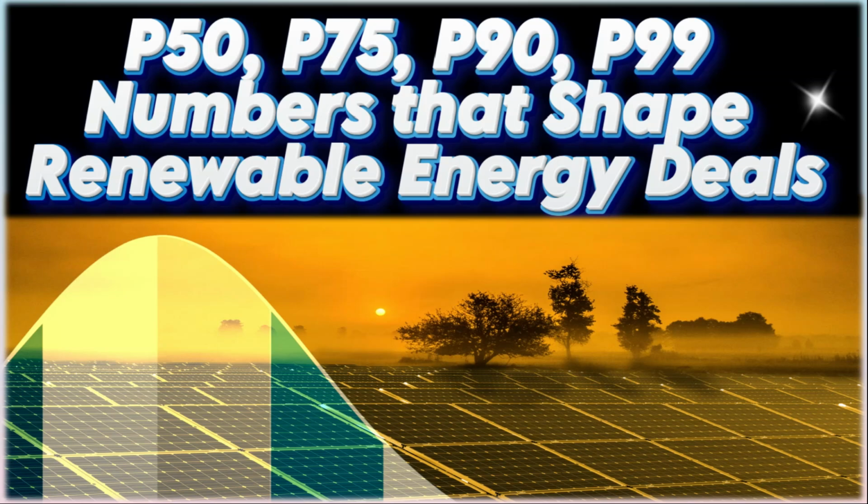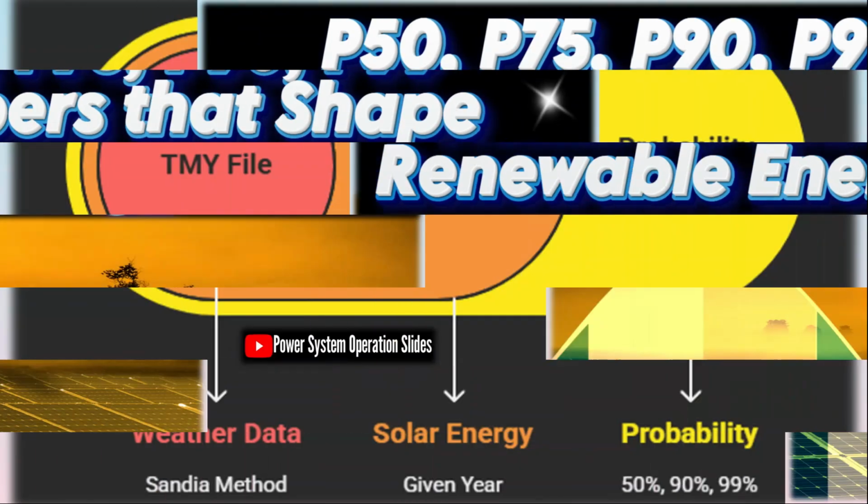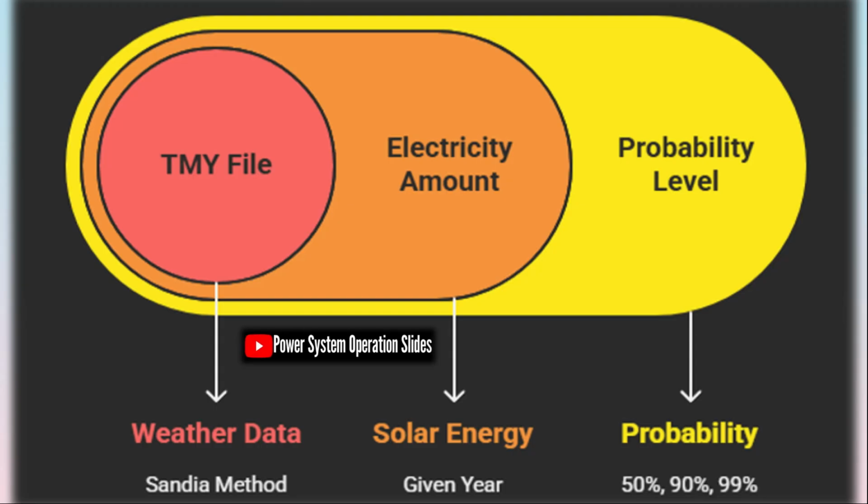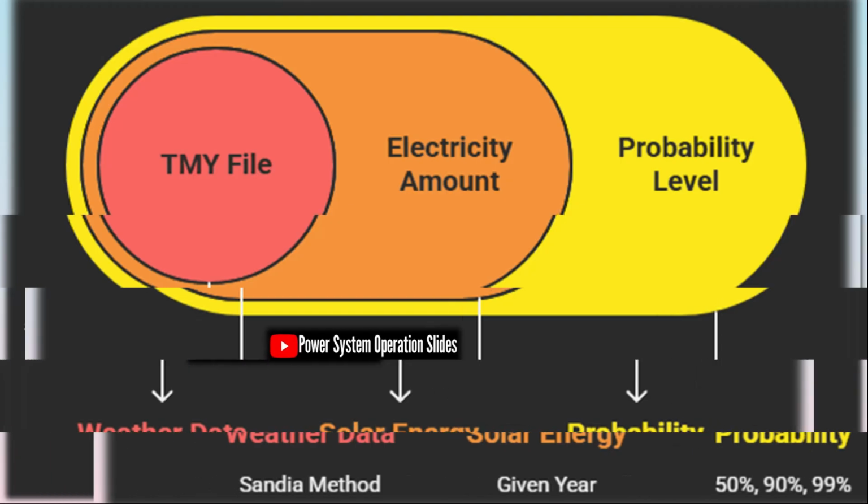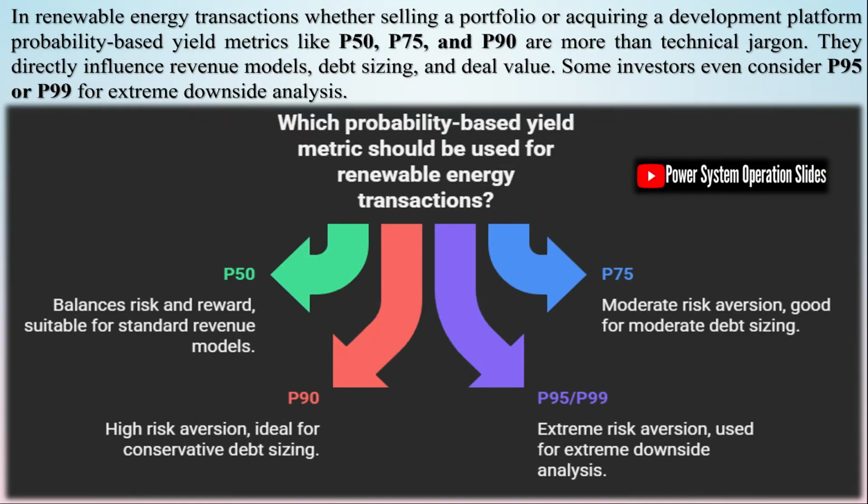In renewable energy projects such as wind and solar, future generation is uncertain because it depends on variable weather conditions. To manage this uncertainty, developers and operators use probabilistic measures called p-values, such as P50, P75, P90, and P99. A P50 value represents the median estimate, meaning there is a 50% probability that actual energy production will be higher than this value. P75 means there is a 75% chance of exceeding that level, while P90 represents a 90% probability of generating at least that much energy.